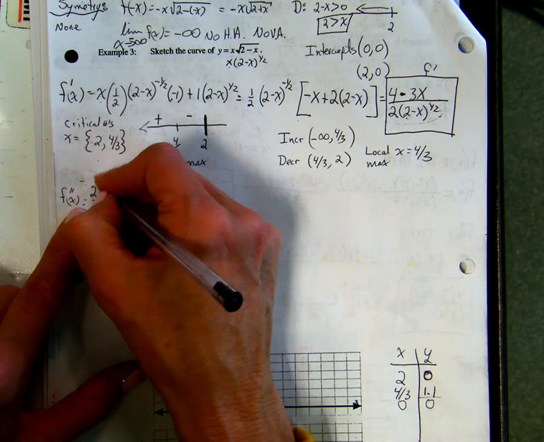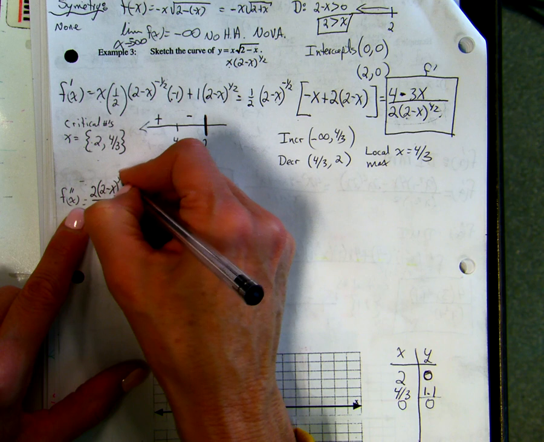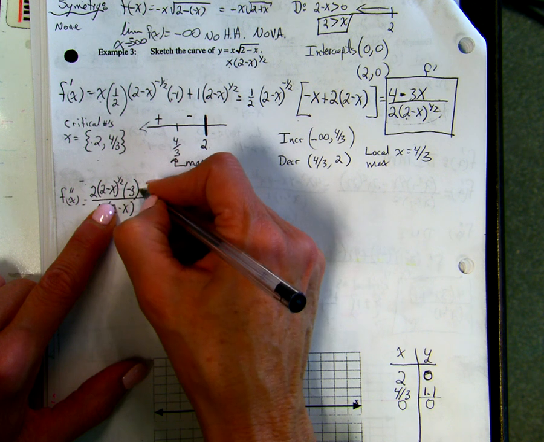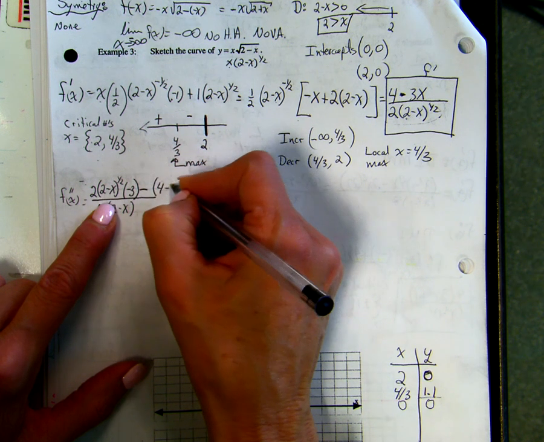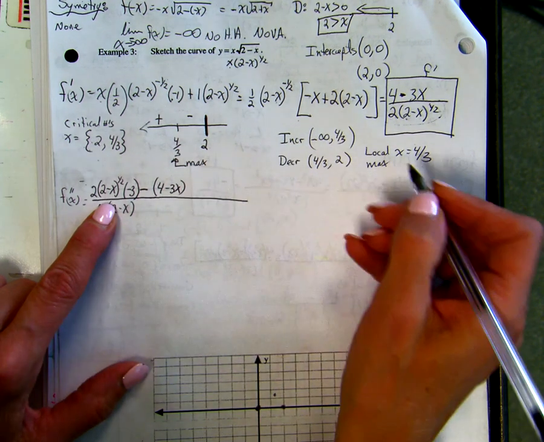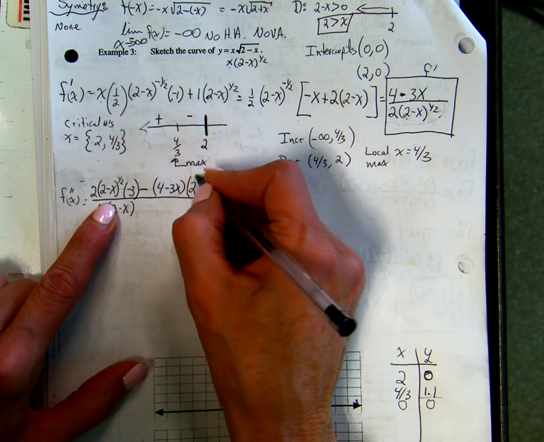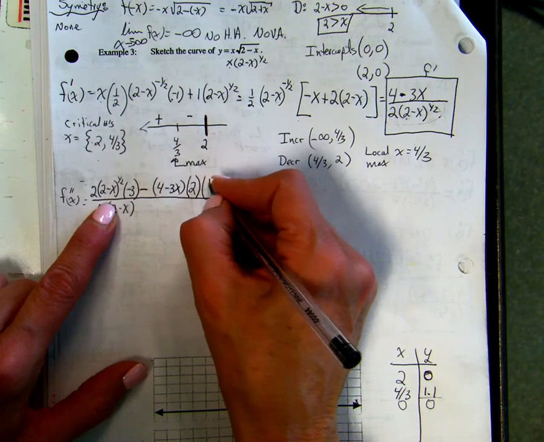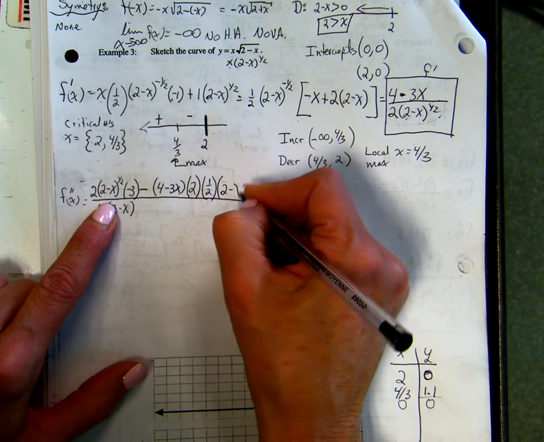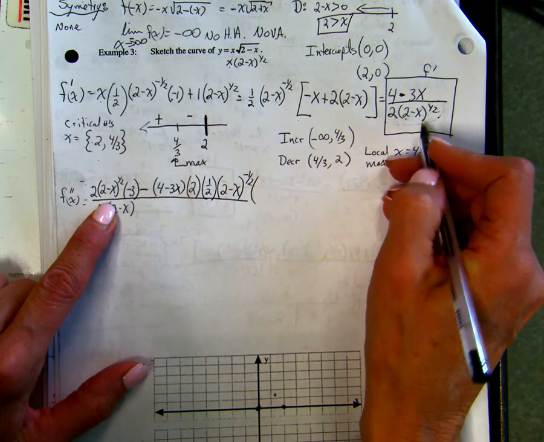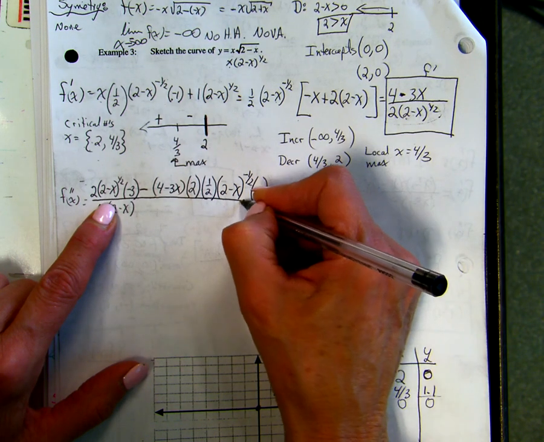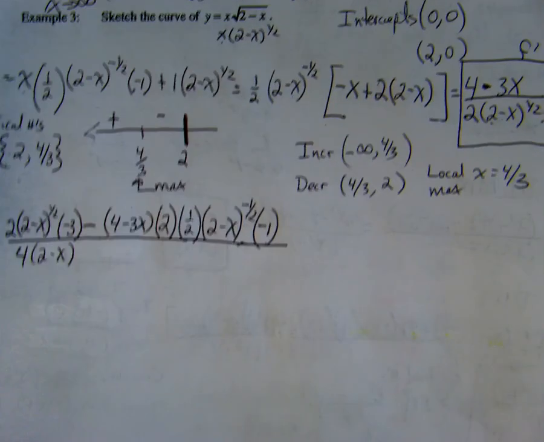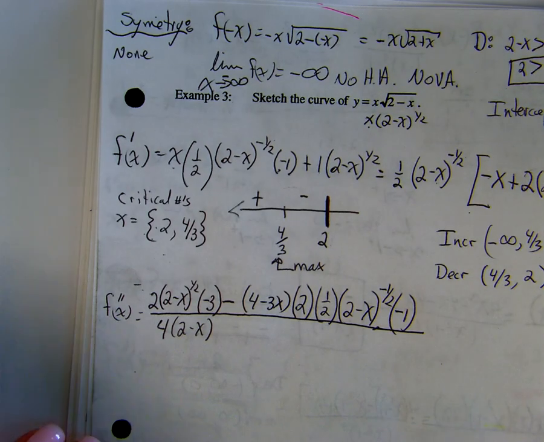Okay. And then we've got low, 2 times 2 minus x to the 1/2, times the derivative of the top, which would be times -3, minus the top, 4 minus 3x, times the derivative of the bottom, which is going to be 2, pull the constant out in front, and then take this derivative using the chain rule. 1/2, 2 minus x to the -1/2 times -1. I'm just going to zoom this in while we clean up this algebra.